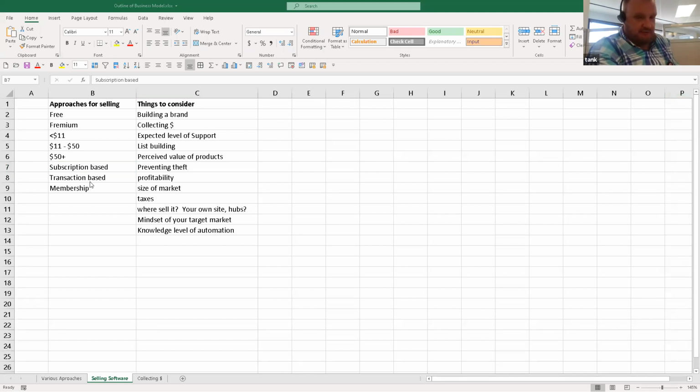The transactional model does something kind of magical. And yes, much like subscriptions, you have to build it up over time with volume. But what it does do is it actually incentivizes both the buyer and the software creator to use it more and to add more features.